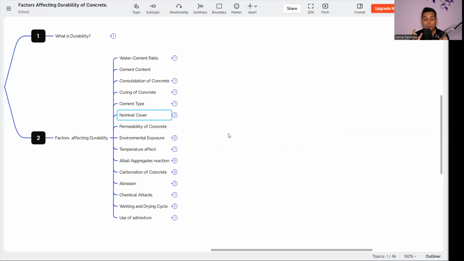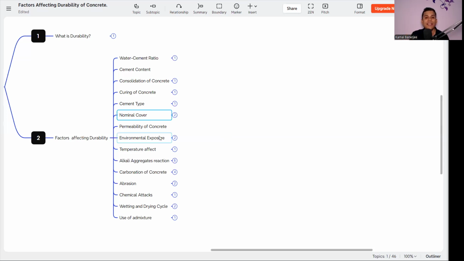Why? If the permeability is more, then sulfate, chloride or whatever harmful chemicals, along with moisture, will penetrate inside the concrete. And if they penetrate inside the concrete, the reinforcement and the concrete strength will be deteriorated and we will not get the lifespan or the durability of the concrete.